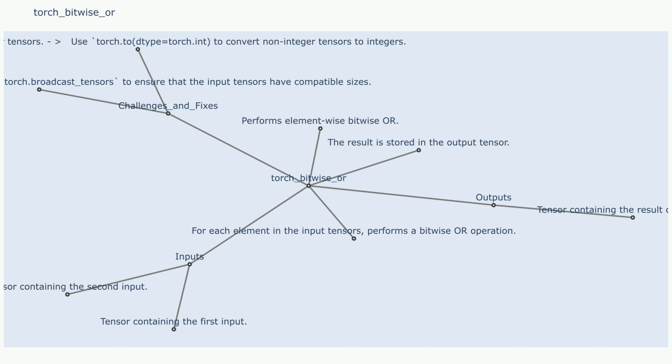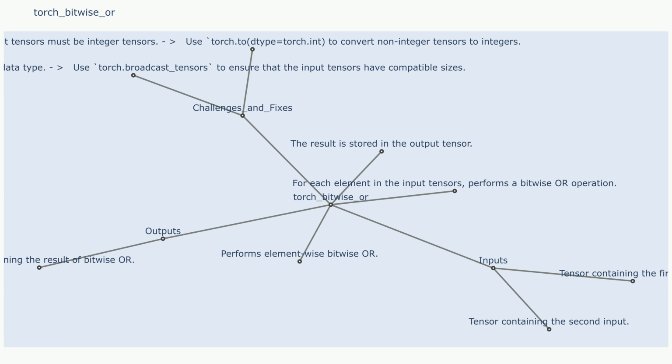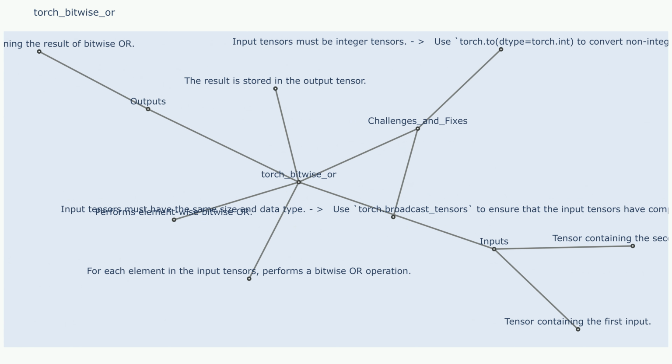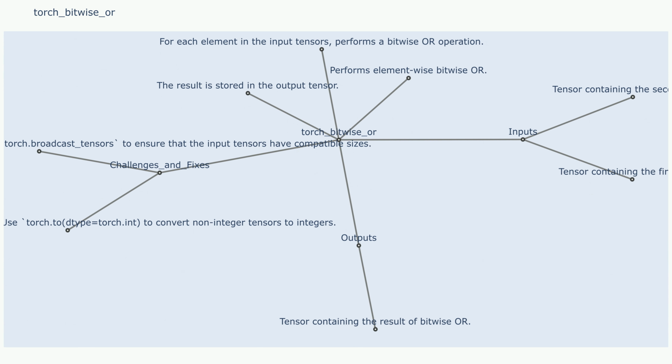Inputs. Input 1, a tensor containing integer values. Input 2, another tensor containing integer values. The size of the input tensors must be compatible for broadcasting. Outputs. Output 1, a tensor containing the result of the bitwise OR operation. The size and data type of the output tensor match the input tensor with the larger size.